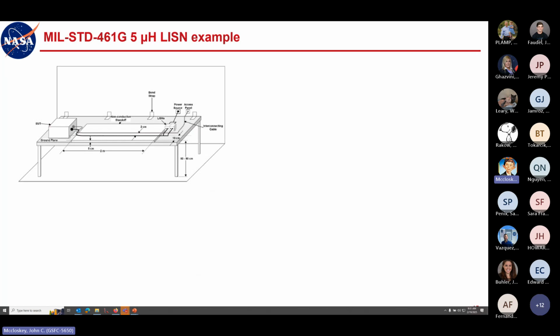So now we'll walk through how we come up with a meaningful set of limits using this 5 microhenry LISN example. Now I've already said that this is overkill for most Goddard platforms, but it provides a ready example for walking through this with a known controlled impedance to get a good correlation between conductive susceptibility limits and emissions limits.